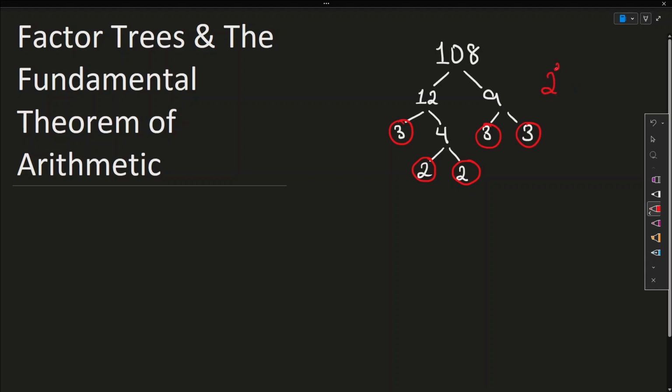We can also write this as 2 squared times 3 cubed, or just write it as 2 times 2 times 3 times 3 times 3.